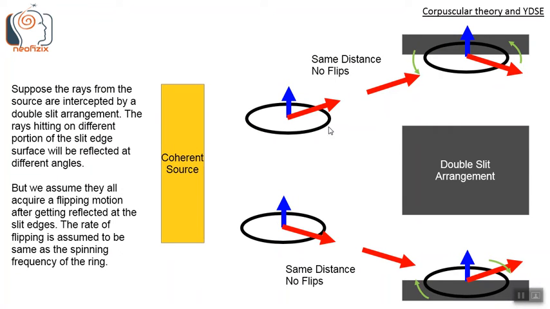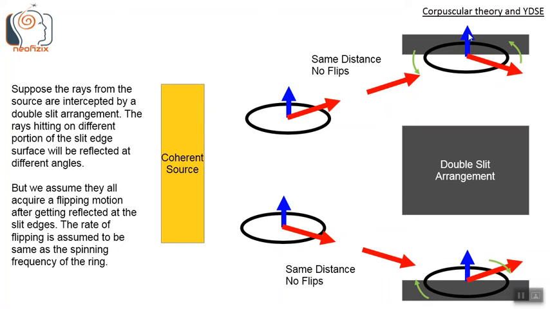Suppose the rays from the source are intercepted by the double slit arrangement. So here it's a double slit. There are two gaps here for the light to go, and this is some metal or some blockage. The light cannot pass through these black regions, and this white region is the two slits embedded inside this black surface. So the light is intercepted by this double slit arrangement.